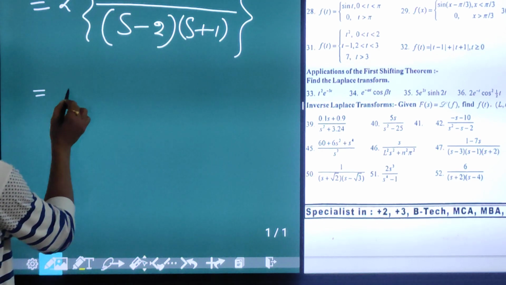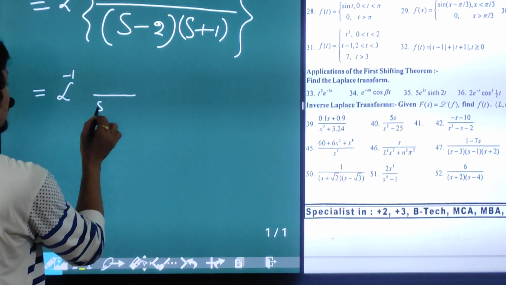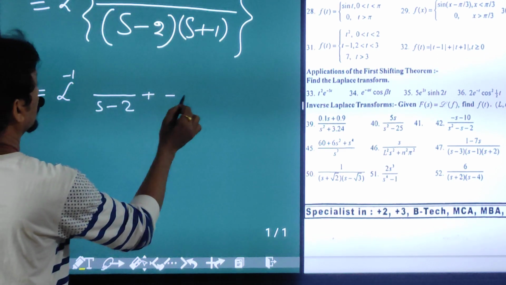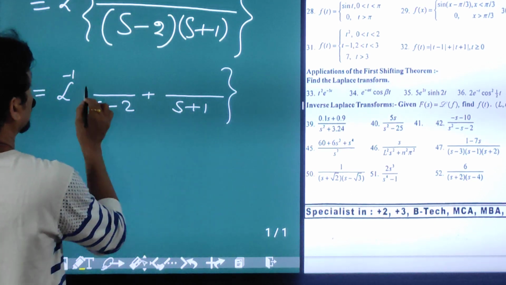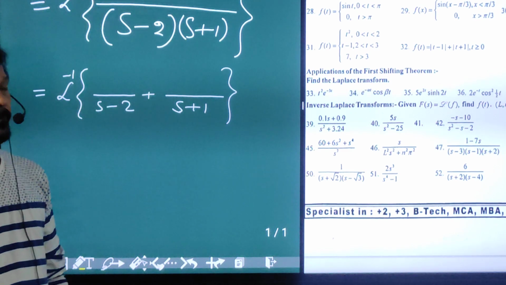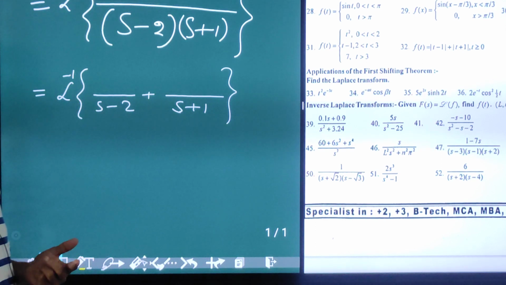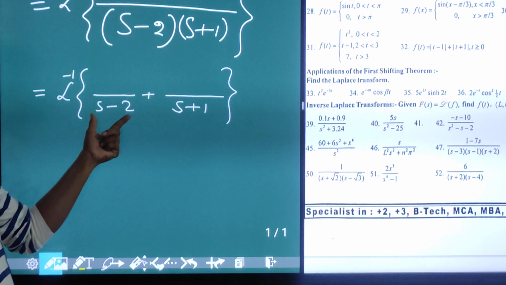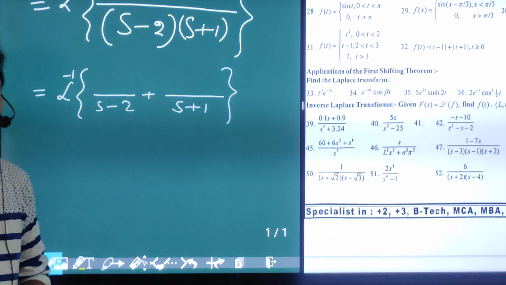It is equal to Laplace inverse of s minus 2, s plus 1. I am doing this problem directly. Listen mindfully. What is the trick behind it? S minus 2 equal to 0, s is equal to 2. Take s minus 2 equal to 0, so it will be s is equal to 2.